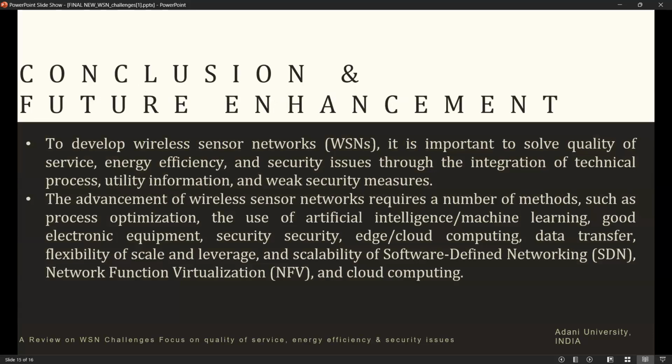In conclusion and future enhancement, to develop wireless sensor networks, it is important to solve quality of service, energy efficiency, and security issues through an integration of technical processes, utility information, and strong security measures. Looking ahead, we see promising avenues of advancement, including process optimization, AI integration, and the adoption of technologies like software-defined networking, known as SDN, and network function virtualization, known as NFV. By focusing on these areas, we can ensure that wireless sensor networks evolve to meet future challenges while maintaining energy efficiency and robust security.